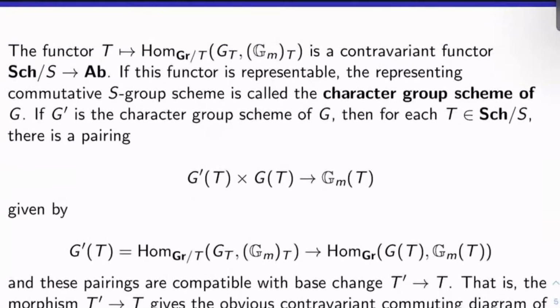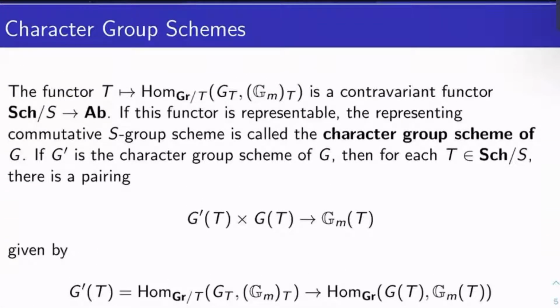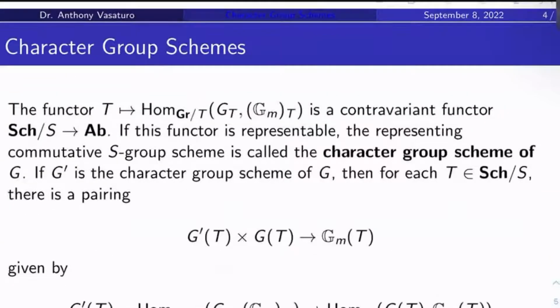So a very important topic here is the character group scheme concept. The functor that sends T to the Gr over T maps from G_T to G_{M,T}. So these are our maps from the base change of G to T to the base change of G_m to T. This is a contravariant functor from schemes over S to abelian groups. If this functor is representable, meaning it's isomorphic to the functor of points of some scheme, the representing commutative S-group scheme is going to be called the character group scheme of G, for good reason, right? It represents the character functor.